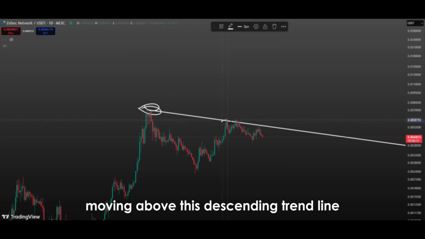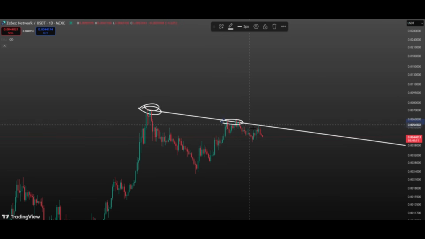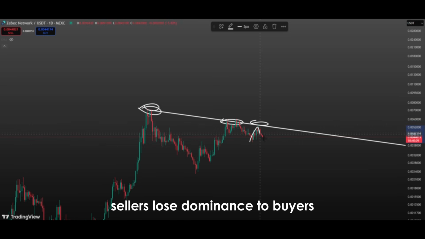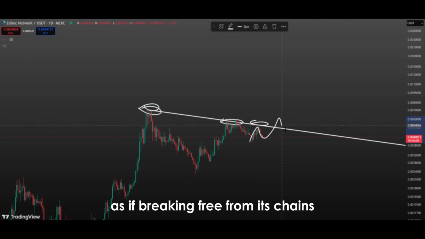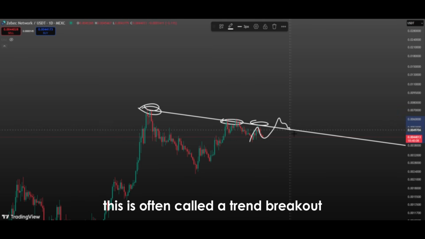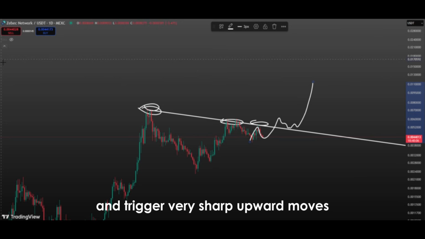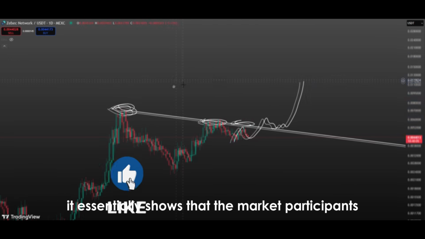That's why the price moving above this descending trend line can be a very critical signal for investors. Because in such a case, the long-standing bearish psychology of the market is broken. Sellers lose dominance to buyers, and the price can suddenly surge upward as if breaking free from its chains. In technical analysis, this is often called a trend breakout, and in descending trends especially, breakouts can trigger very sharp upward moves.